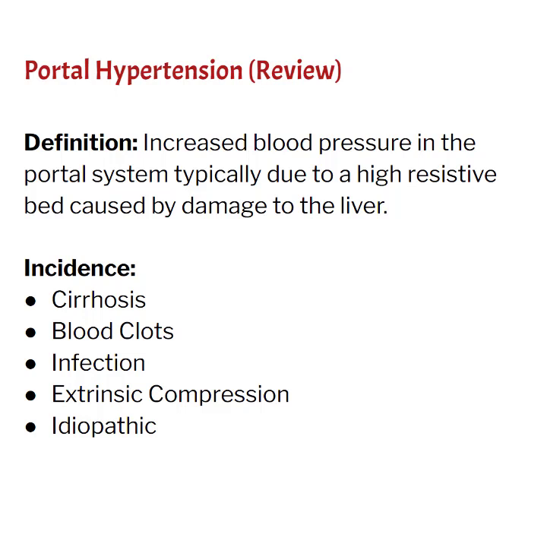Portal hypertension then is increased blood pressure in the portal system, and this is typically due to some sort of damage to the liver, most often cirrhosis. Some other things that can cause portal hypertension though are blood clots within the portal system, infection of the liver, infection of the pancreas, which can then occlude the portal vein. We might also see some extrinsic compression that would be typically by lymph nodes or masses near or around the liver, or it can be idiopathic.